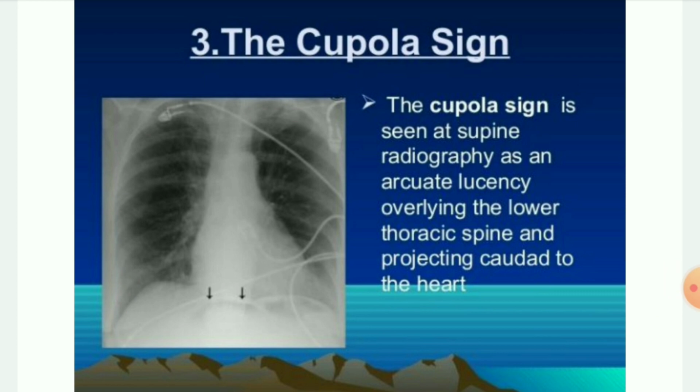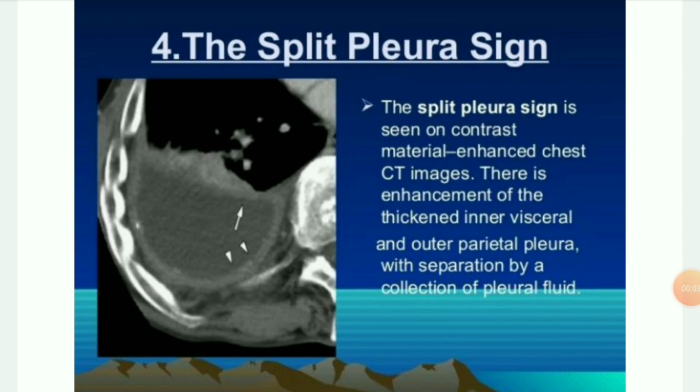Next sign is the cupola sign. The cupola sign is seen at supine radiography as an arcuate lucency overlying the lower thoracic spine and projecting caudal to the heart.